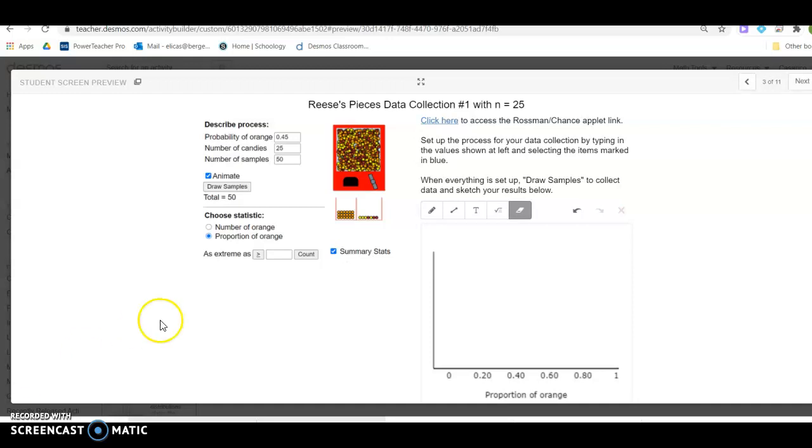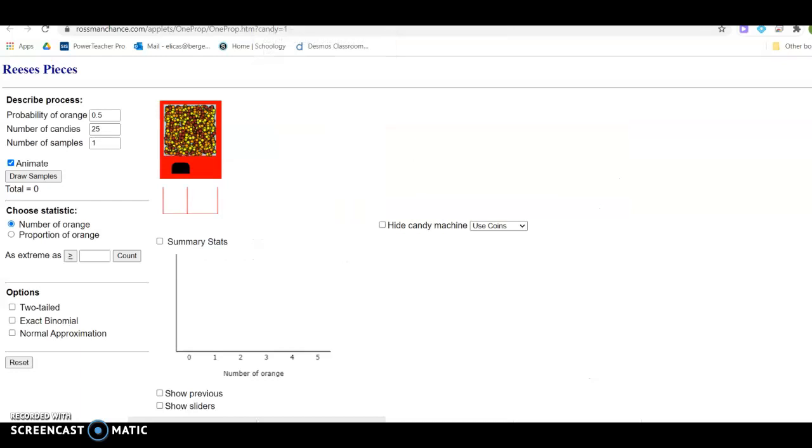So let's look at this applet, right? It wants you to click right here, and it's going to open this pretty cool Reese's Pieces applet. Now, when you open it up, it'll look like this. What does everything mean here, right? So right here, we've got our Reese's Pieces machine.